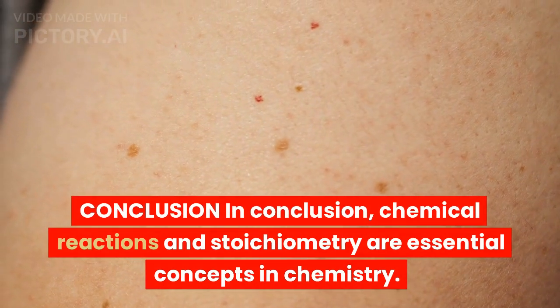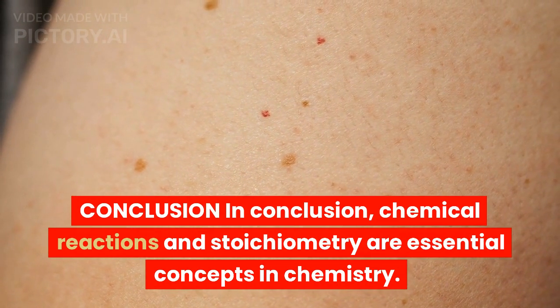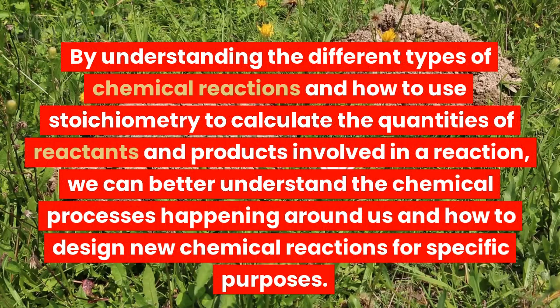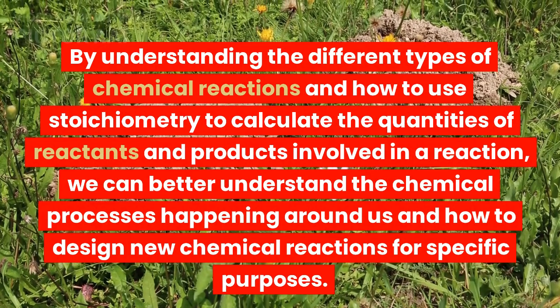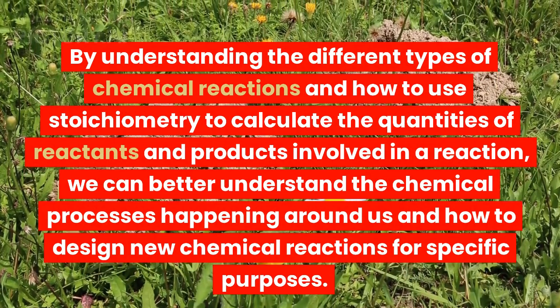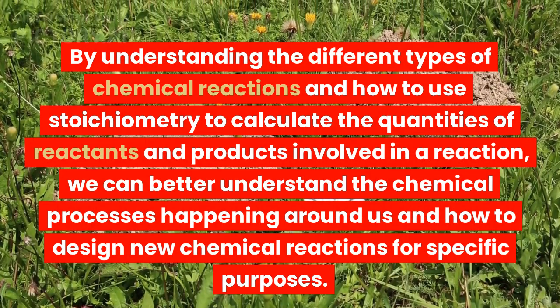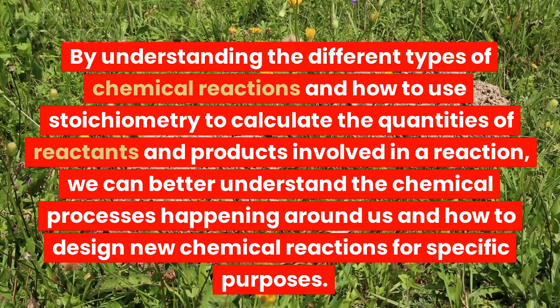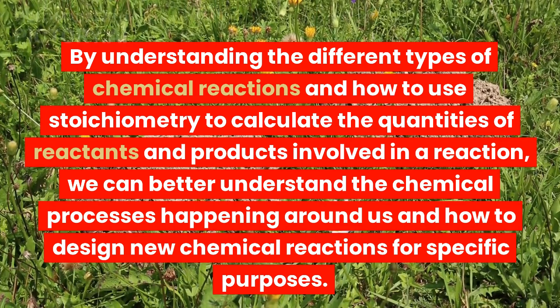Conclusion. In conclusion, chemical reactions and stoichiometry are essential concepts in chemistry. By understanding the different types of chemical reactions and how to use stoichiometry to calculate the quantities of reactants and products involved in a reaction, we can better understand the chemical processes happening around us and how to design new chemical reactions for specific purposes.